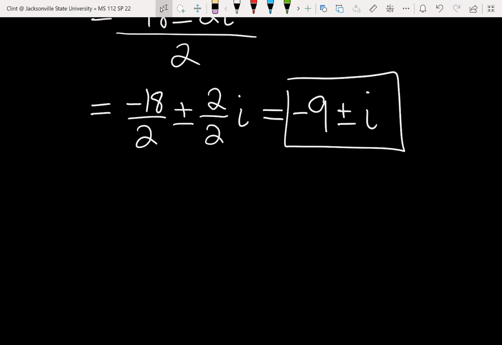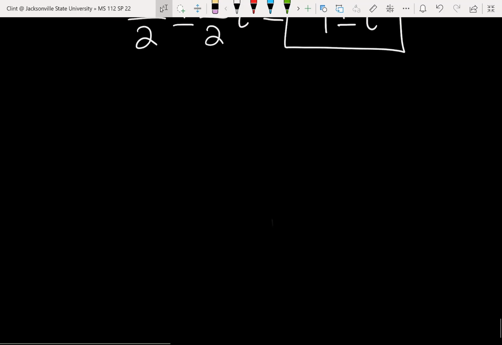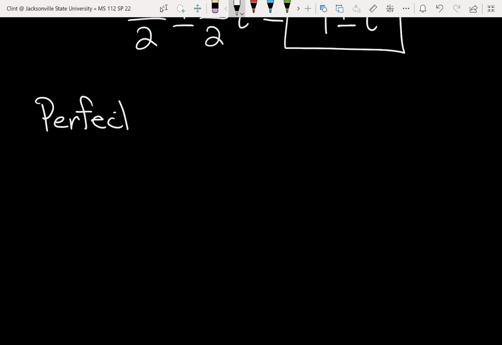And then we have one other method we want to talk about. It gets a bad reputation. It's a very nice method. Before we get there, let's talk about this. There is a thing called a perfect trinomial square.